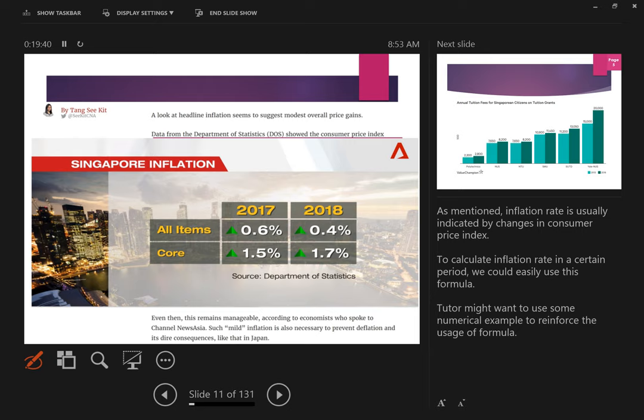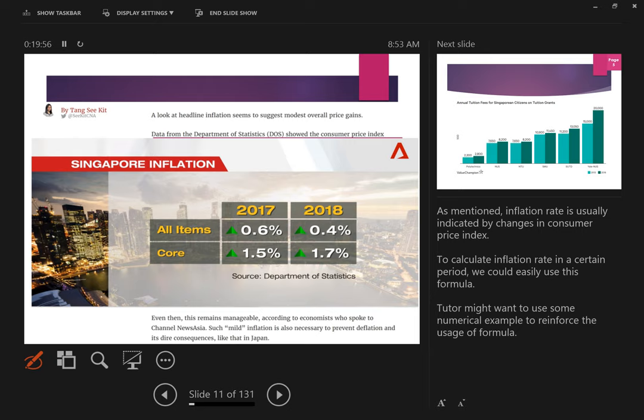And if you need more information about not just the inflation rate, but about the unemployment rate and so on and so forth, you are always welcome to visit the Department of Statistics website. You go to the tab, and you can find a whole list of information there.